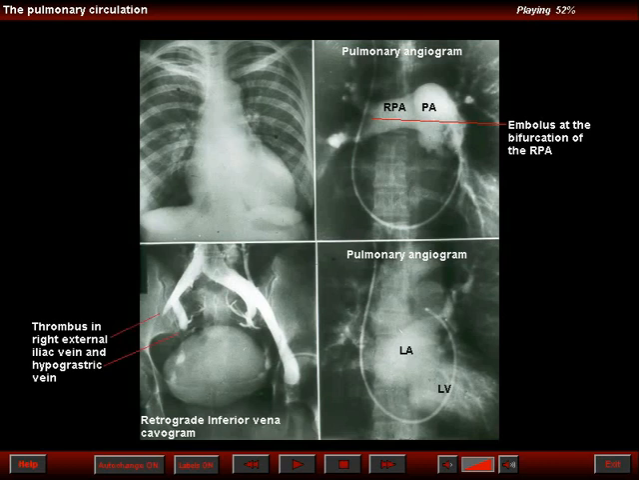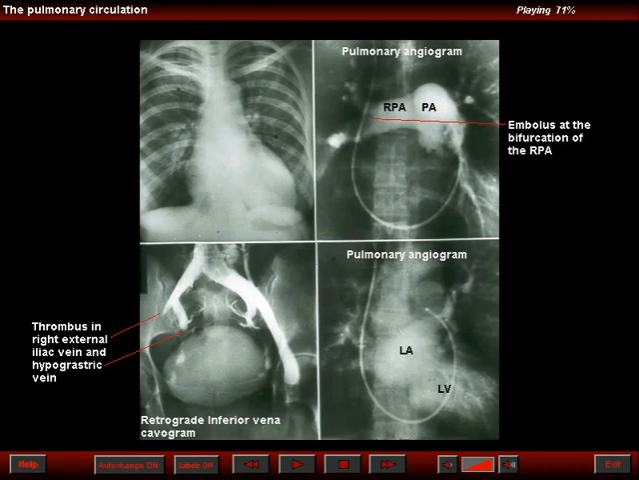This lady had had a pelvic operation some weeks before, and she developed a pelvic vein thrombophlebitis. And the pulmonary emboli then arose from pelvic veins, not from veins of the lower extremities.